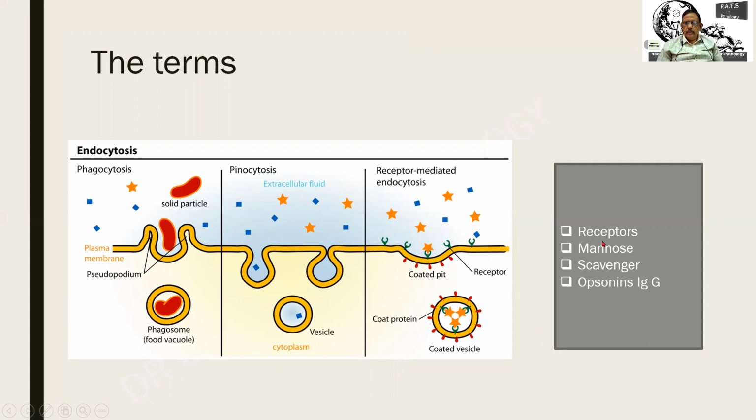So you should remember the receptors, mannose, scavengers, and opsonins. These are the terms which can be used. Opsonins are substances which will coat the foreign body or the bacterium, facilitating for them to be phagocytosed.